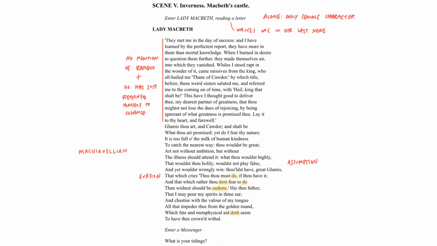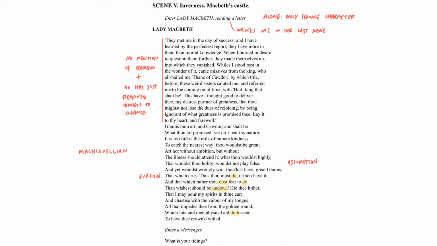Thou'dst have, great Glamis, that which cries, thus thou must do, if thou have it, and that which thou rather dost fear to do, than wishes should be undone. Look how do is starting to echo here. We know this is important from the opening scene of the play. Do and done and deed, a structural pattern that runs through the whole thing. So Lady Macbeth here is playing on that. It's starting to link her language to Macbeth's and to the witches as well into this very complicated network.